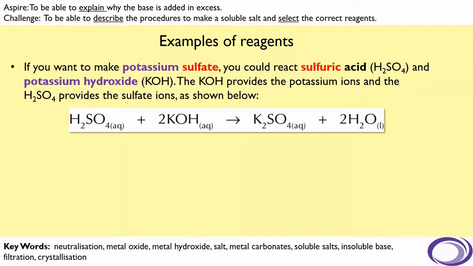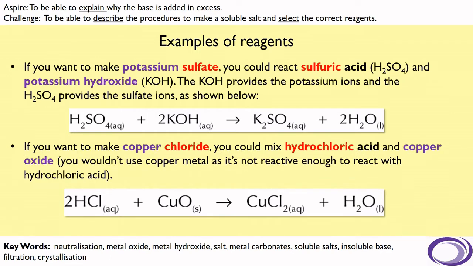So, if you wanted to make potassium sulfate, you could react sulfuric acid and potassium hydroxide. The potassium hydroxide will provide the potassium ions for the salt, and the sulfuric acid will provide the sulfate ions, as shown in the equation below. If you wanted to make copper chloride, you could mix hydrochloric acid and copper oxide. You wouldn't use copper metal because it's not reactive enough to react with hydrochloric acid.